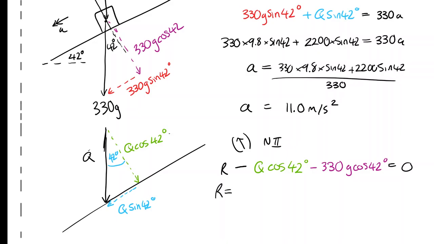So you can rearrange 2200 cos 42 plus 330 times 9.8 cos 42 is equal to R. Therefore R is equal to 4040 newtons. So we've got part B.